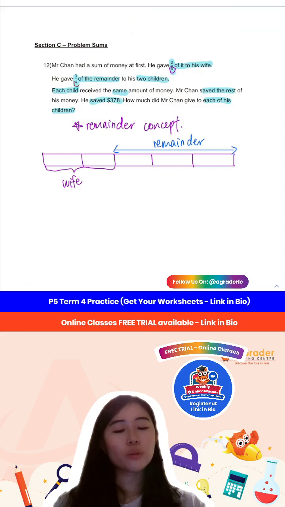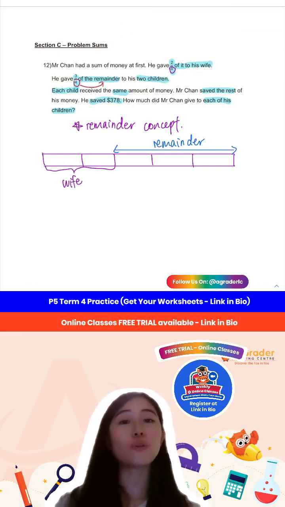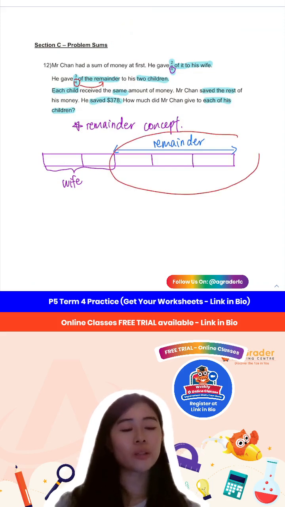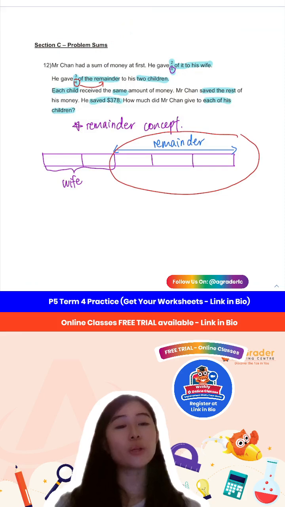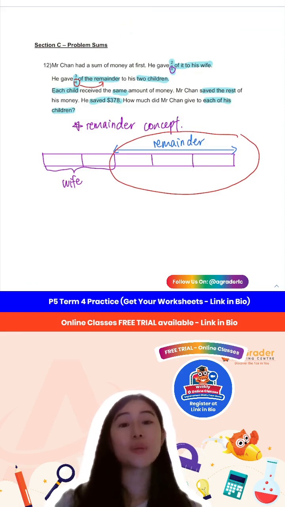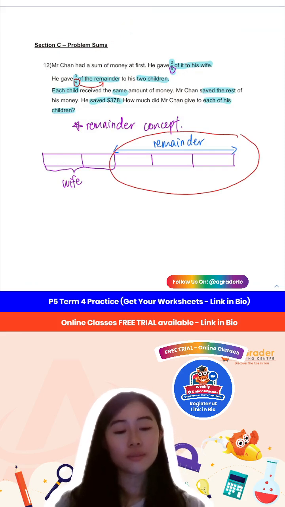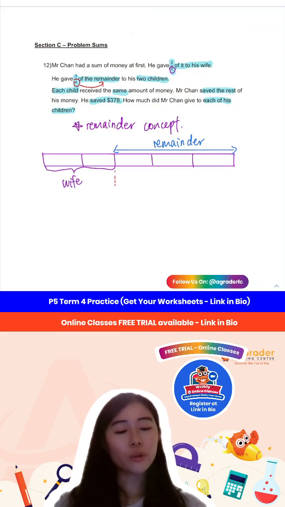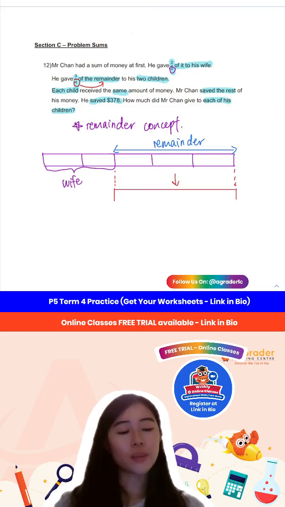So if you look at the denominator 4, it means that your remainder should be split into 4. But right now the remainder is 3. So how are you going to split 3 into 4? It's a bit difficult. So in that case, I'm going to drop the remainder down. So I'm just going to draw the same size for the remainder.